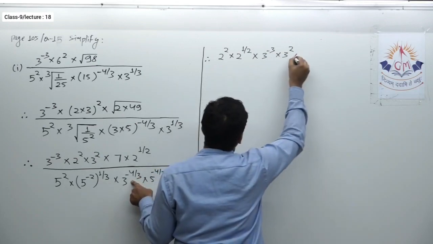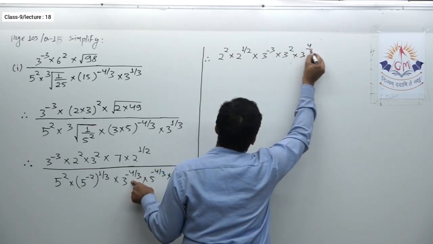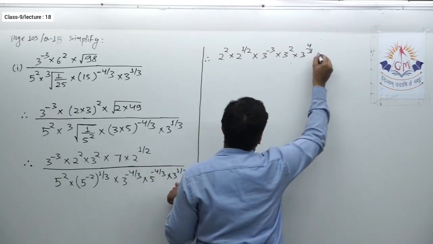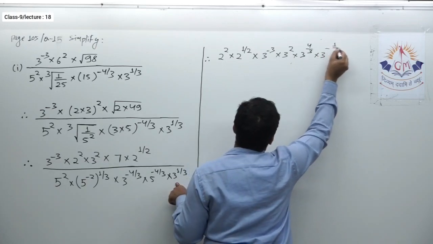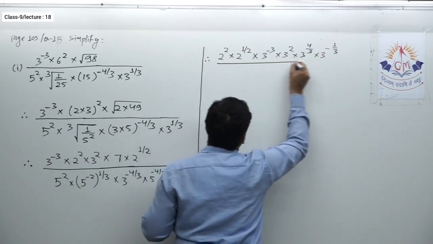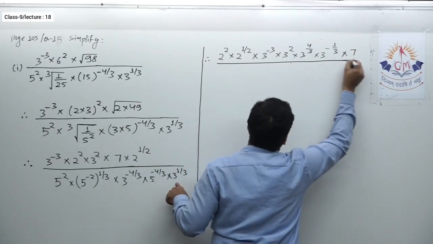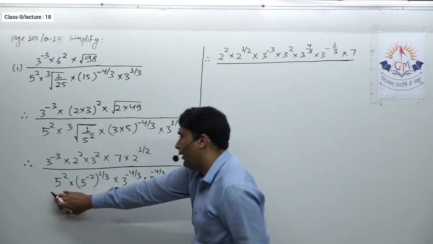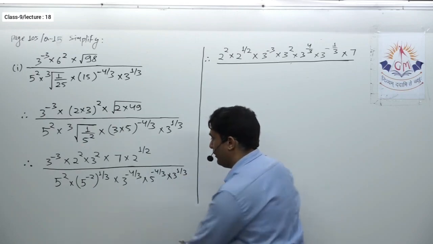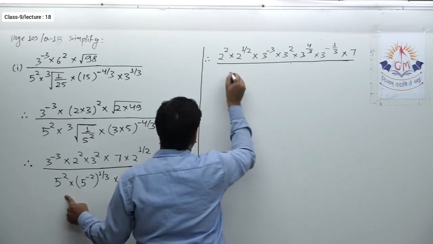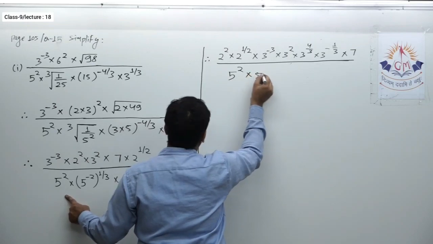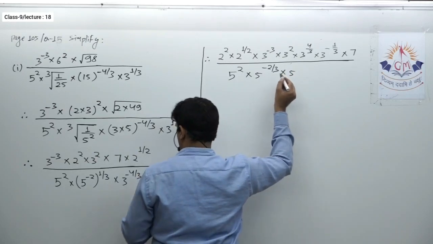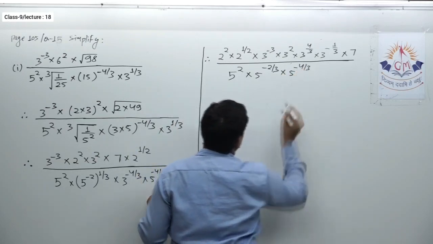So I write 3 raised to minus 4 by 3 as it is. When it comes to the numerator, this will become 4 by 3, and this minus 1 by 3, 3 raised to minus 1 by 3. And here I write 7. Now terms having base 5 are already only in the denominator, so I will take them as they are. So here 5 square multiplied by 5 raised to minus 2 by 3 multiplied by 5 raised to minus 4 by 3.